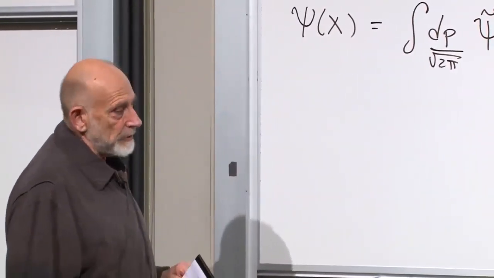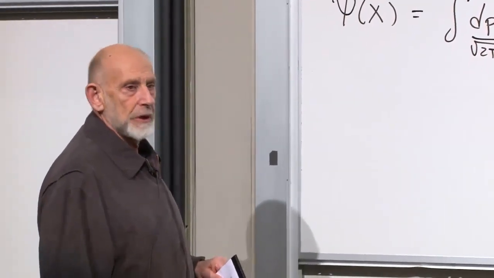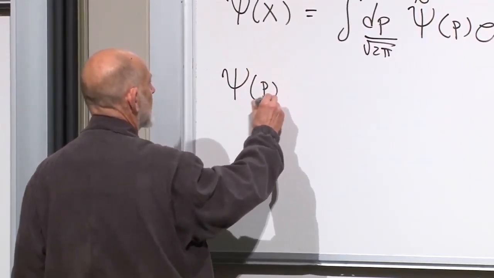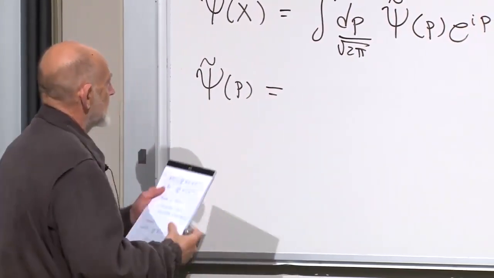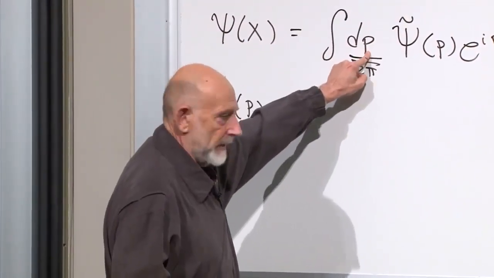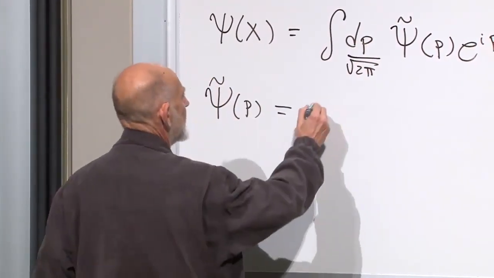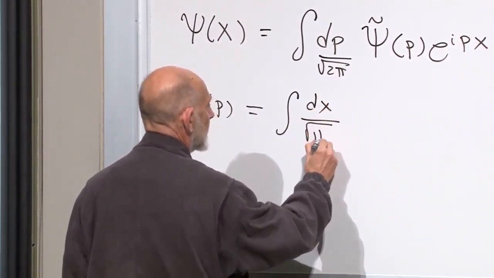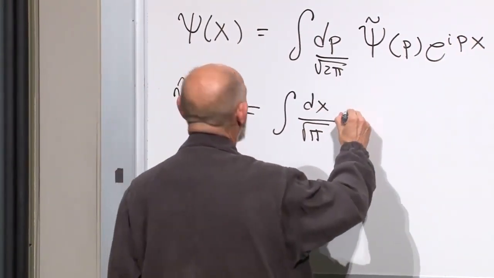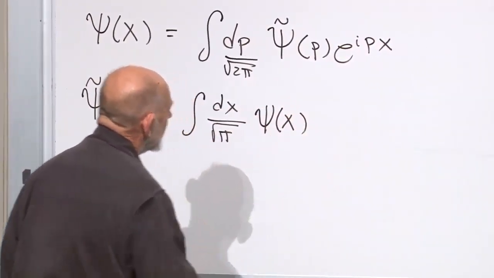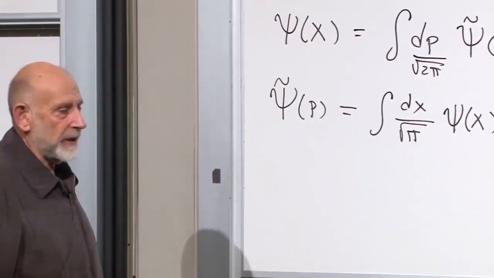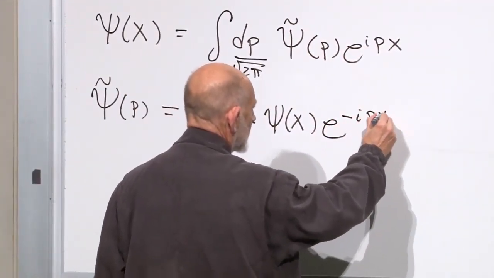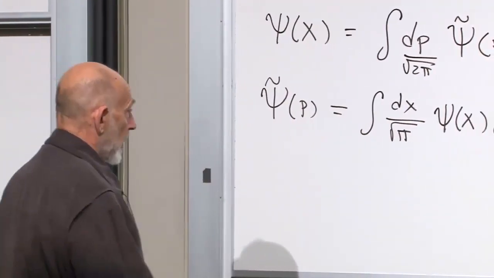And I'm going to leave it as something you can look up if you don't know it. It's the basic theorem of Fourier analysis that psi twiddle of p, and notice that psi of x is an integral over p, psi twiddle of p is going to be an integral over x, dx over square root of 2 pi, times psi of x, and the natural thing would be to write here e to the ipx, but it's not, it's e to the minus ipx. Two pi, thank you.